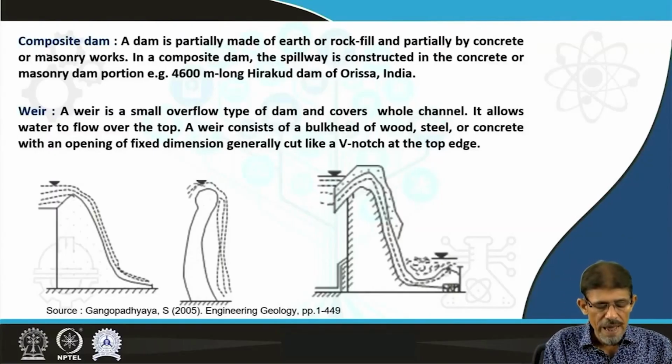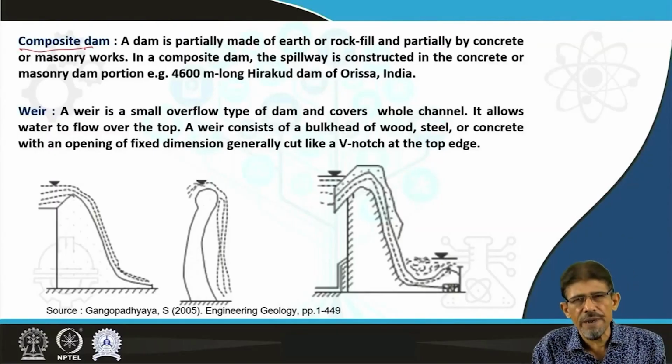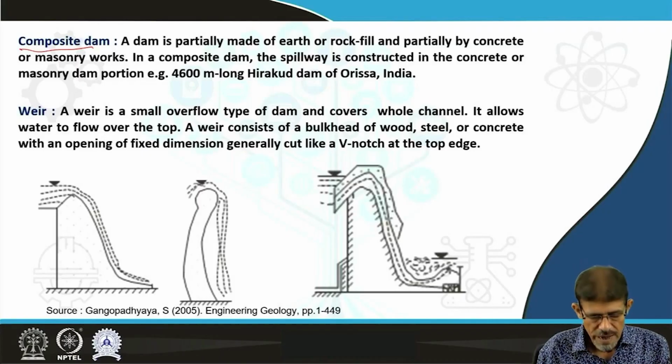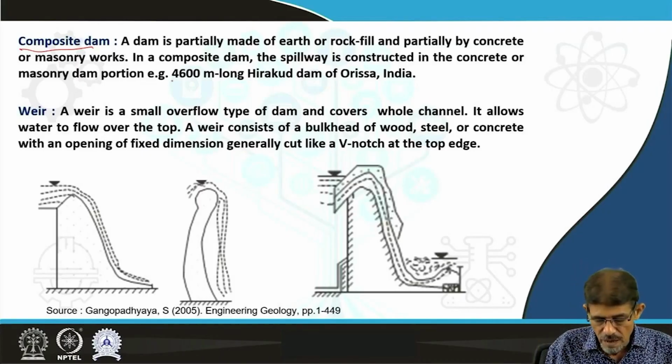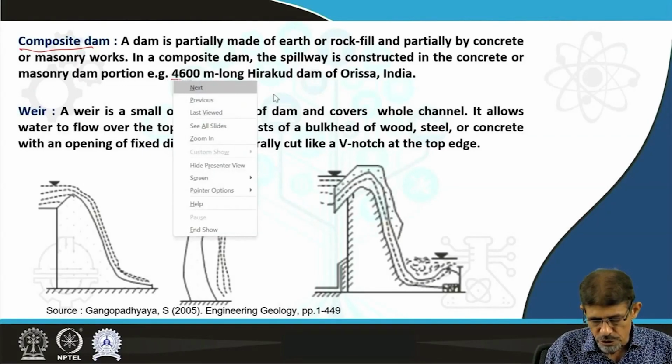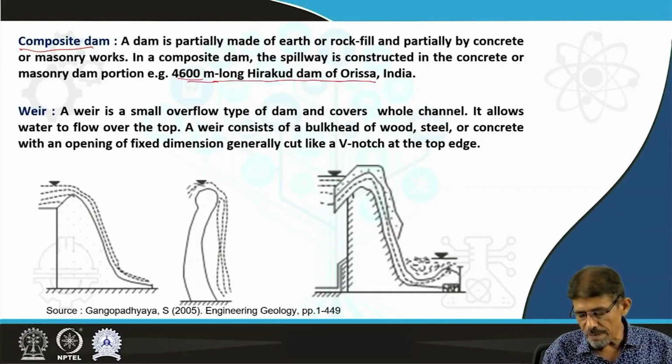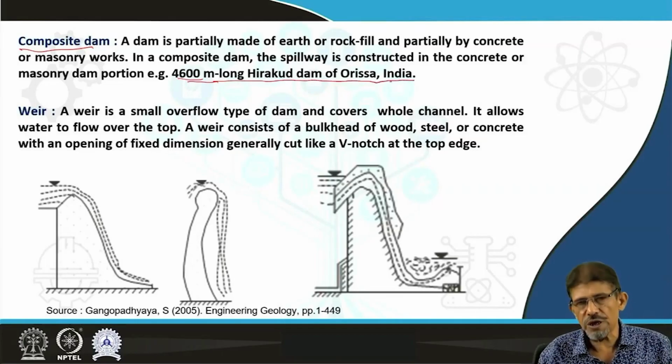The next type of dam is the composite dam. As the name indicates, if a dam is made partially of earth dam or rockfill dam and partially of concrete dam or masonry dam, then we recognize this type of dam as a composite dam. A good example is the 4600 meter long Hirakud Dam located in Orissa state of India.